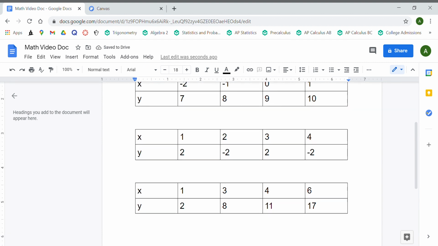Try this. So we are skipping x values, skipping 2 x values here. So you really need to take that into consideration.